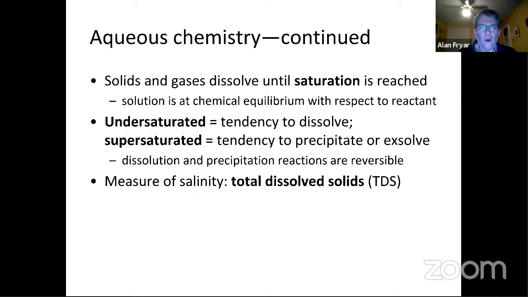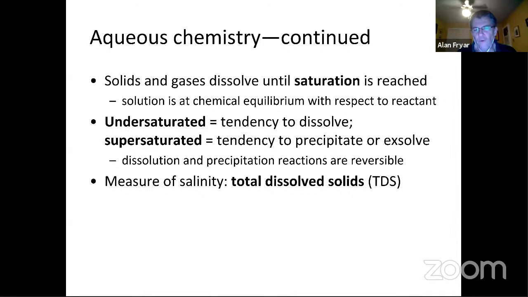And finally, note that dissolution and precipitation reactions tend to be reversible. So as I mentioned with the analogy of hot coffee or hot tea and sugar, you can dissolve the sugar at a particular temperature, and then as you make it lower, the sugar precipitates back out in order to reestablish equilibrium.